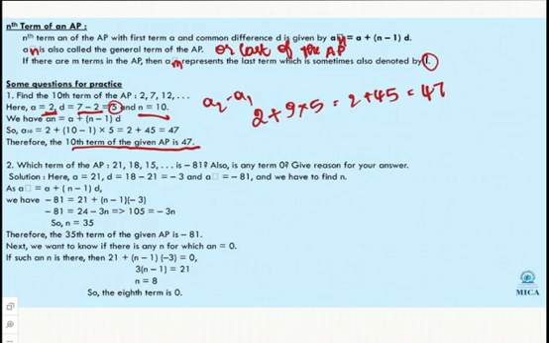Which term of the AP 21, 18, 15 is minus 81? Also, is any term 0? Give reasons for your answer. Here, A is equal to 21. D is equal to A2 minus A1, which is equal to minus 3. And An is equal to minus 81. We have to find n, that is number of terms.